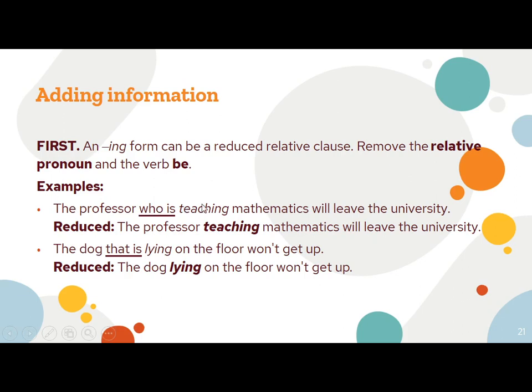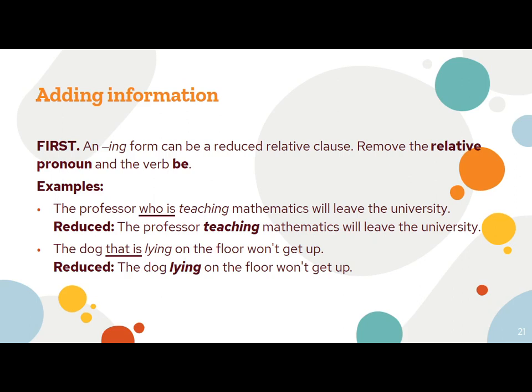Here we have who is, and right after it we're going to have the verb in the ing form. So this is not going to be so complicated because you're going to take the relative pronoun who and the verb to be. You're going to remove it, and then you're going to say the professor teaching mathematics will leave the university. In this case, teaching mathematics is like giving more information about who the professor is, because if you only say the professor will leave the university, yeah, you can say the professor who is teaching mathematics. But so you can talk and you can reduce this information just to refer to teaching mathematics. You can do it like that.